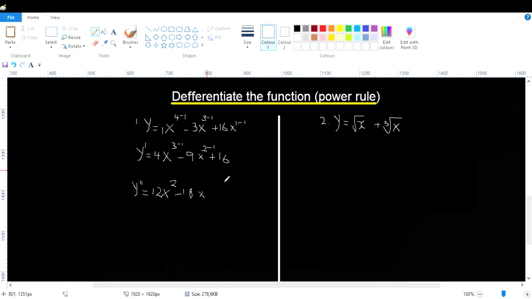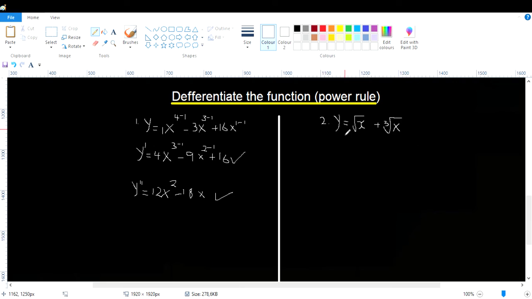A derivative of a constant is equal to 0. Therefore, this one is the final answer. This one is the second derivative, and then this one is the first derivative. Okay, let's continue.